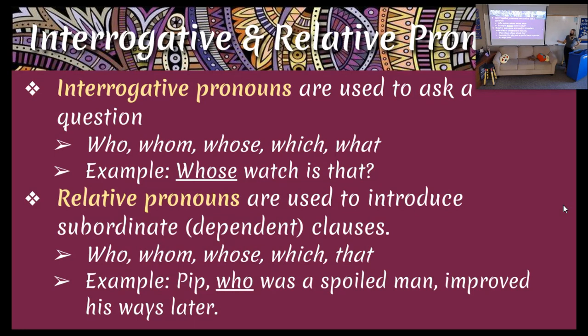Notice there's some overlap here. But these ones are used with questions. These ones are going to come in the middle of a sentence and start a dependent clause. So, for example: "Pick, who was a spoiled man, improved his ways later." Who is our relative pronoun. It's starting the dependent clause, "who was a spoiled man."